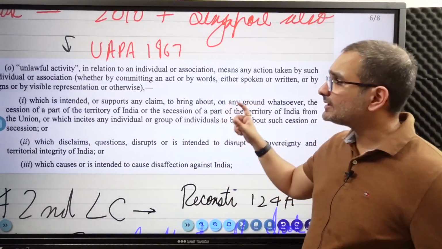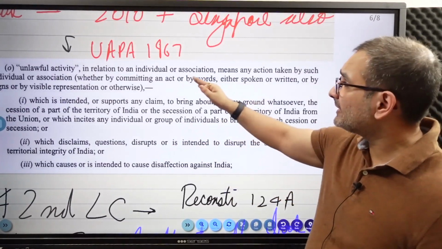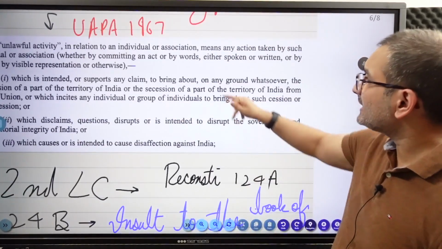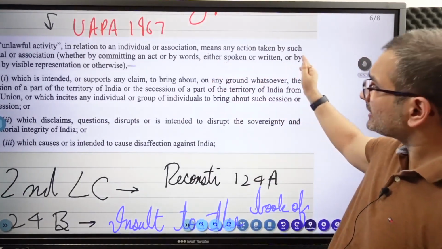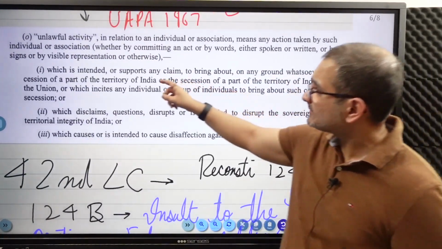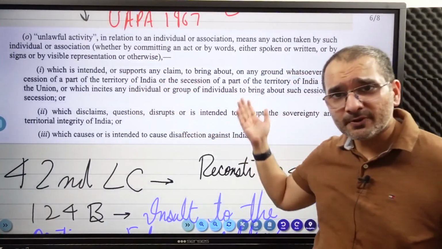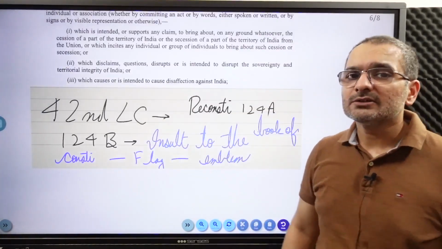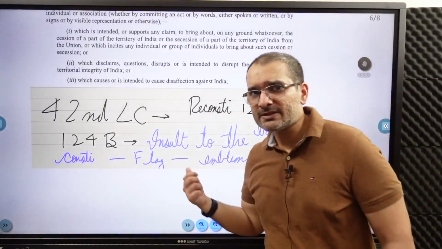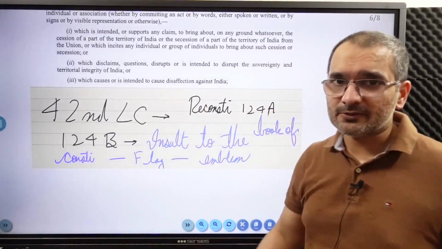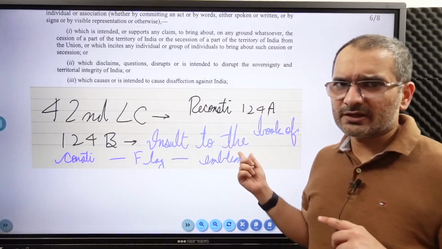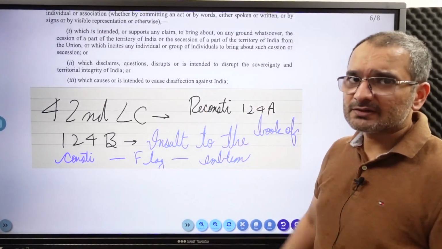So this is also a point to be noted, my lord: in relation to an individual or association, it means any action taken by such individual by committing an act of words either spoken or written or by signs or visible representation which is intended. It is pretty much the same thing. It uses very similar terminology. So one has to be careful. If it goes out of the IPC, this provision may need to be considered, because if you use the doctrine of pith and substance, maybe it is sedition.